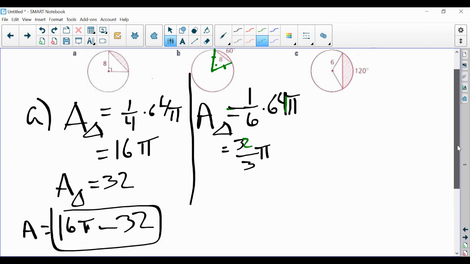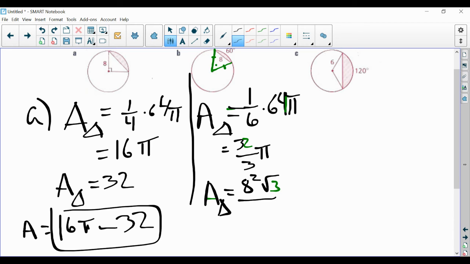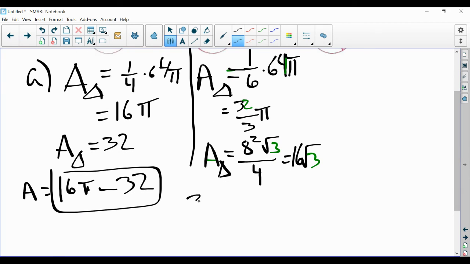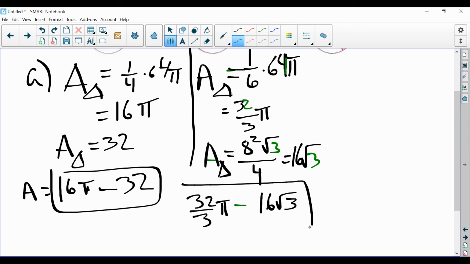And the area of the triangle is equilateral, and so I can just use my equilateral triangle formula, which is s squared root 3 over 4. Which is going to be 16 root 3. So the area of this segment is going to be 32 thirds pi minus 16 root 3. And that's the answer to the second one.